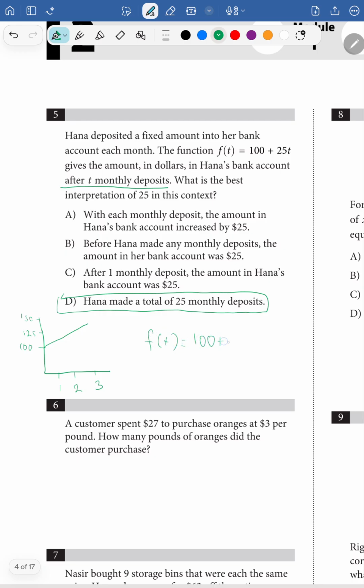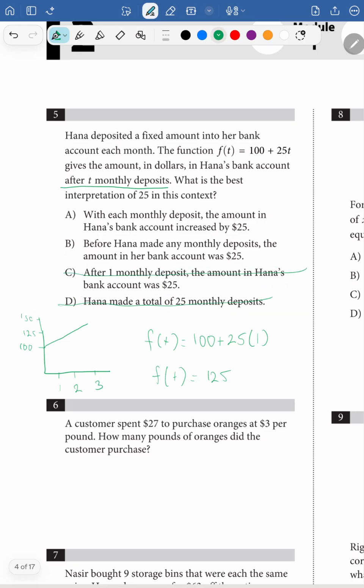And then T is equal to 1. Then we would get that she would have a total of $125 in her bank account. So that would also be, I should start crossing this out.